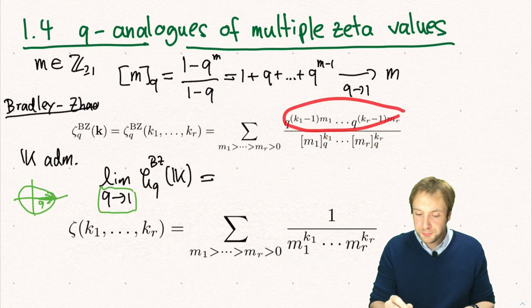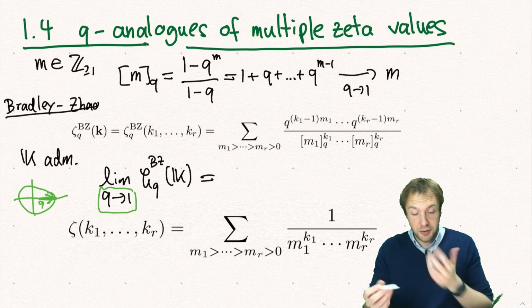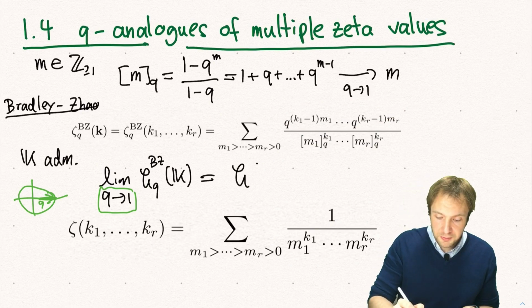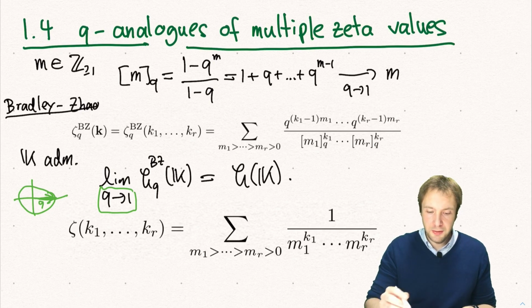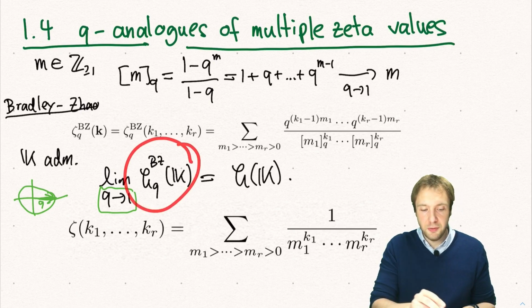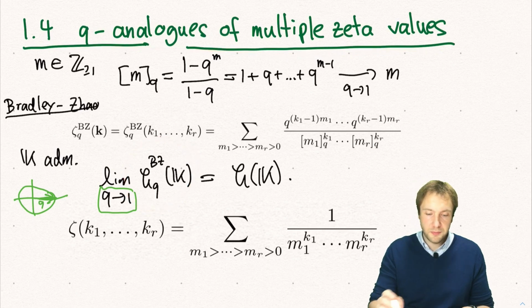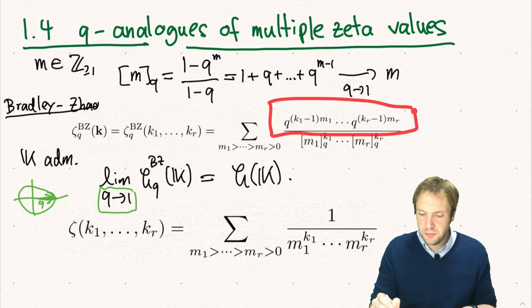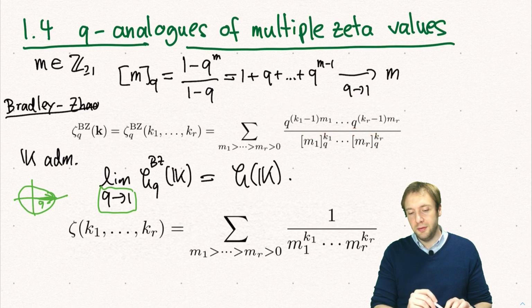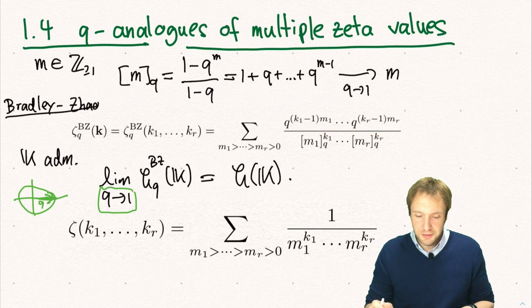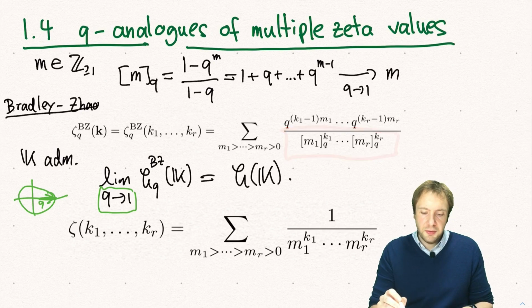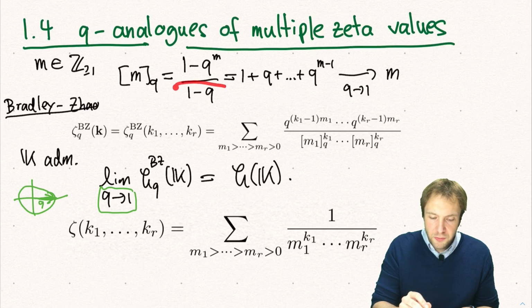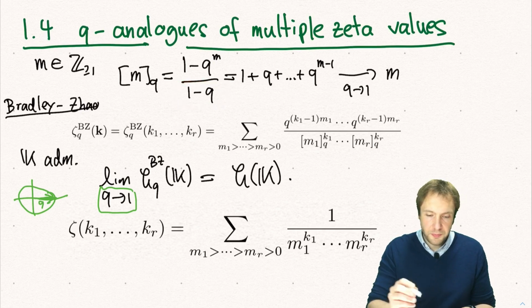And in the numerator, well, if you send q to 1 there, it's just 1. So this will give back just the multiple zeta value. And that's why this is an example of a q-analog of a multiple zeta value. But of course, you can also choose another polynomial here in the numerator, which we will do soon. And also, instead of choosing the q-integers here, we will also remove this factor 1 minus q.